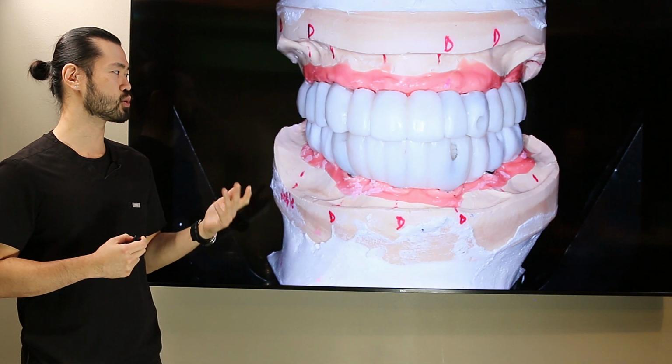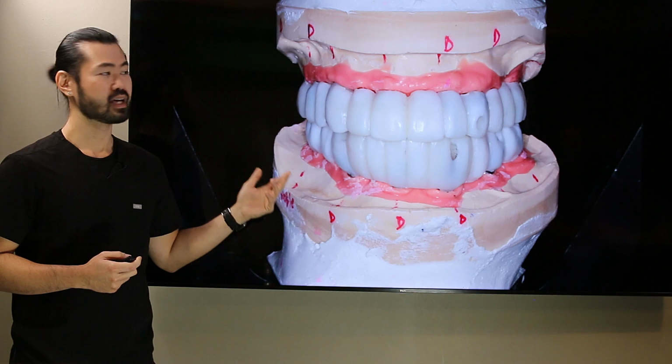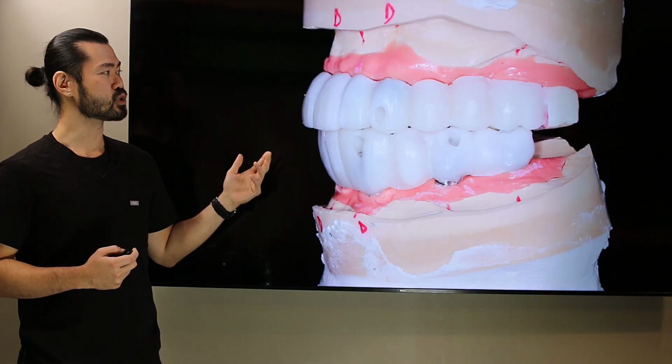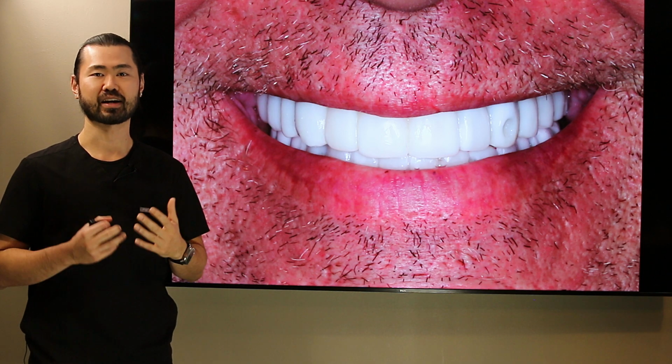At this point, we begin to use his provisionals as a prototype, and the lab is able to make a prototype out of wax and acrylic. We try this in the patient's mouth to see how it looks. At this point, we are really critical about the aesthetics, and we are very picky about the shape and position of the teeth, and we pick a color with the patient at this stage so that the definitive restorations are exactly how we want them to be.